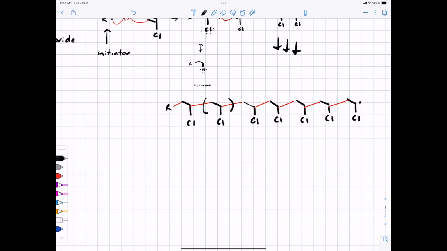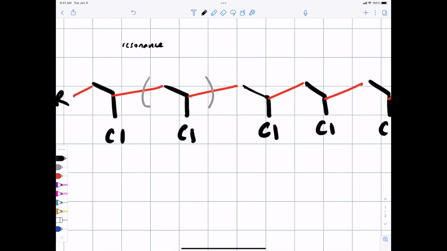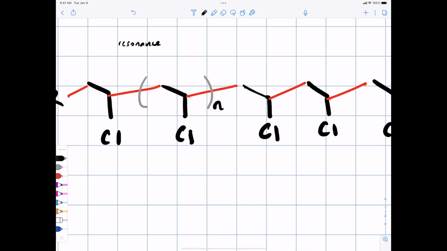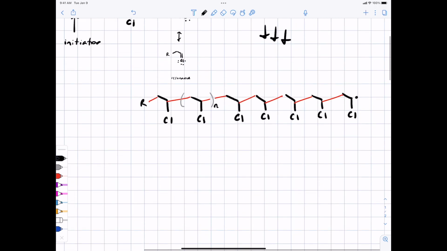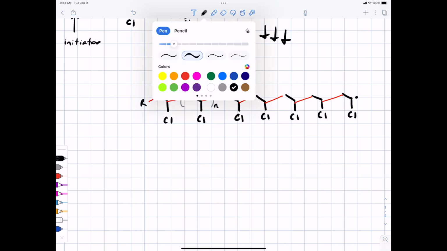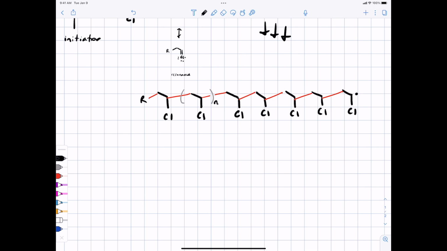The number of subunits in the monomer can be determined by a lot of different things. We'll use just the letter N to represent the fact that you've got tons of these, and N can be in the hundreds to thousands to hundreds of thousands. We'll talk about how you can control chain length, but at some point the process has to end. And there are a couple of different ways it can end.